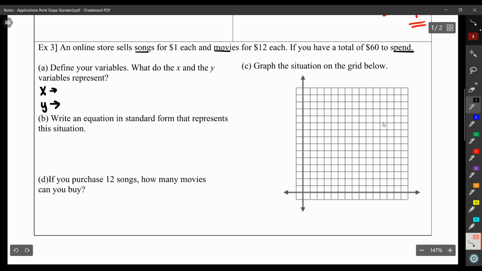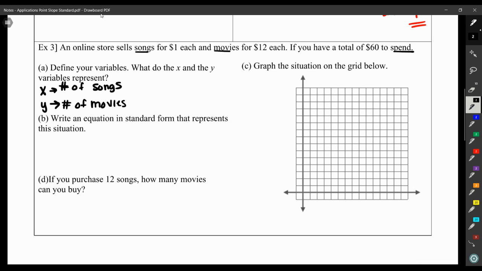Now, variables are things you don't know. I know the cost for a song, it's $1. I know the cost for a movie, it's $12. What I don't know is the number of songs that I'm buying. I also don't know the number of movies. So that's what the X and the Y are representing, the unknown things about this problem. So Y will be the number of movies and X will be the number of songs.